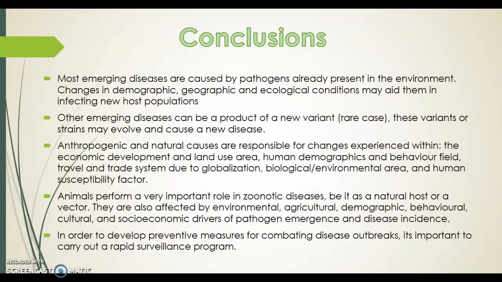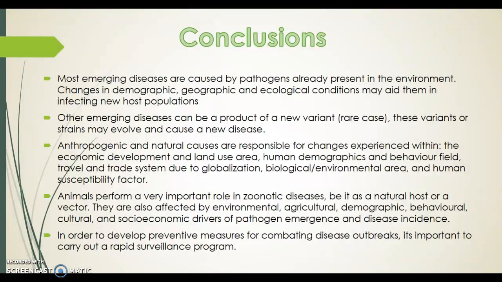Well, conclusions. Most emerging diseases are caused by pathogens already present in the environment. Changes in demographic, geographic, and ecological conditions may aid them in infecting new host populations, either animal or human. Other emerging diseases can be a product of a new variant, which is a rare case, but these variants or strains may evolve and cause a new disease. Anthropogenic and natural causes are responsible for changes experienced within the economic development and leisure area, human demographics and behavior field, travel and trade system due to globalization, and biological environmental area.